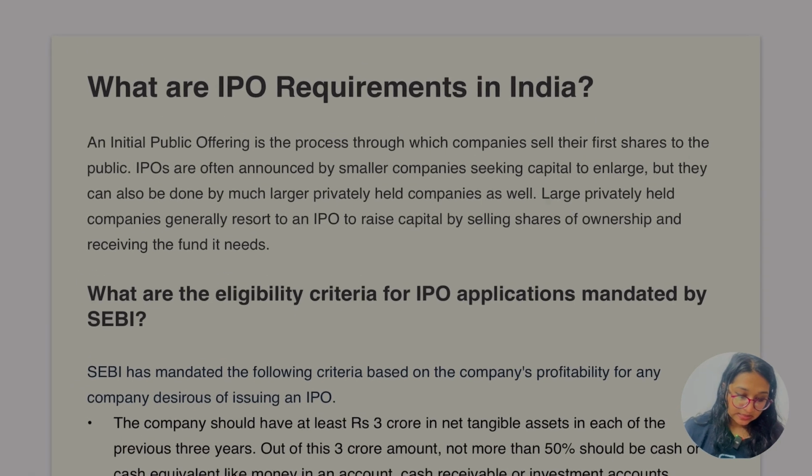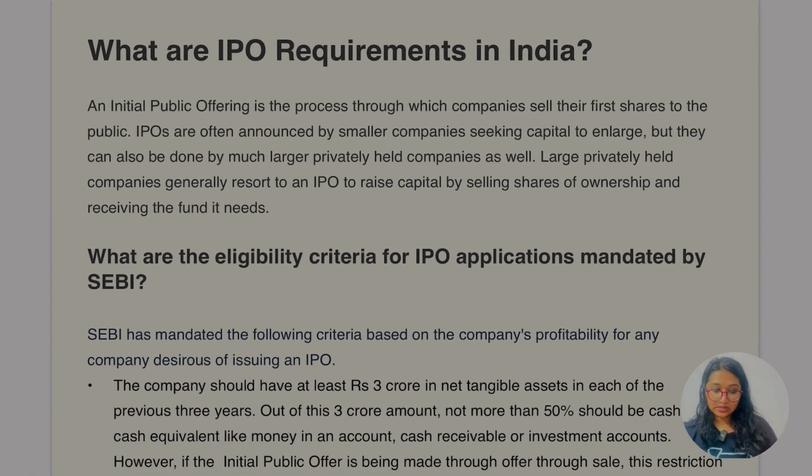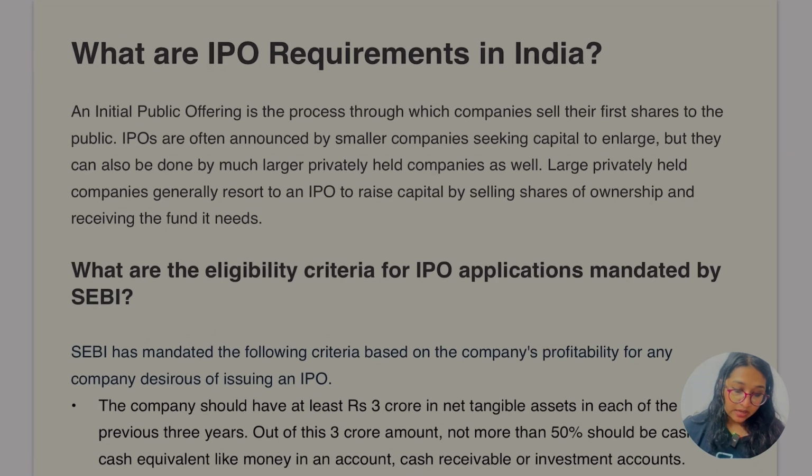There are some other things written here, namely what are the IPO requirements in India. An initial public offering is the process through which companies sell their first shares to the public. We know this: when shares are offered for the very first time, that is an initial public offer. On what basis? On any of the categories. When a category's shares are offered for the very first time, that would be the initial public offer.